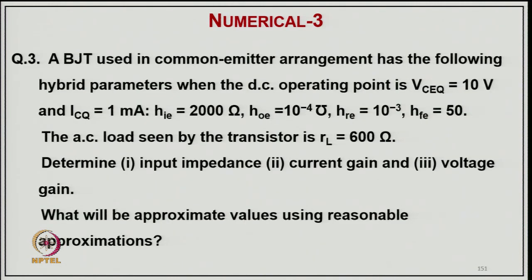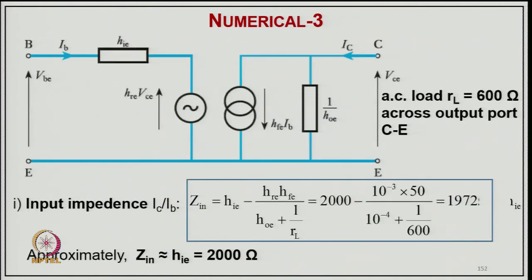So, coming to numerical 3, a BJT is used in common emitter arrangement and has the following hybrid parameters, where the DC operating point is VCEQ 10 volt, ICQ 1 milliampere, hie 2000 ohm, hoe is 10 to the power minus 4 mho, hre is equal to 10 to the power minus 3, hfe equal to 50. So the AC load line seen by the transistor is RL equal to 600 ohm, and determine the input impedance, current gain and voltage gain, and what will be the approximate value under reasonable approximation.